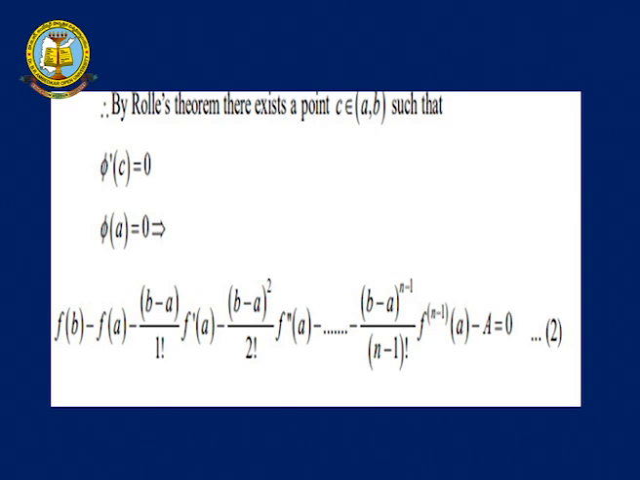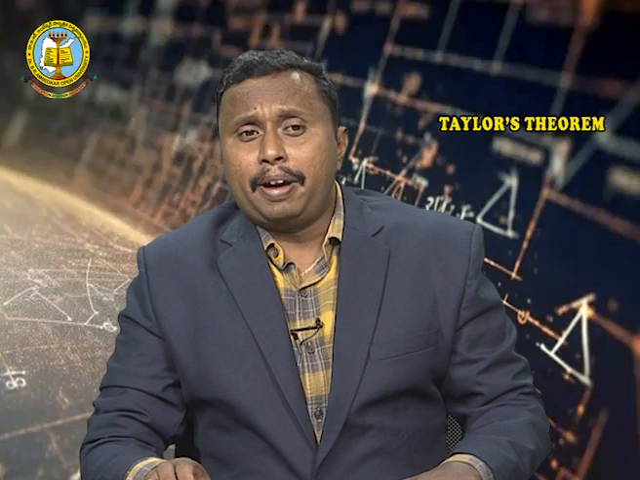So, phi of a equals 0 implies we get f(b) minus f(a) minus (b minus a) by 1 factorial into f dash of a minus (b minus a) whole square by 2 factorial into f double dash of a, and so on, minus (b minus a) whole power n minus 1 by (n minus 1) factorial into f^(n-1) of a, minus A equals 0. Let us call this condition 2. Now, this is the phi of x.